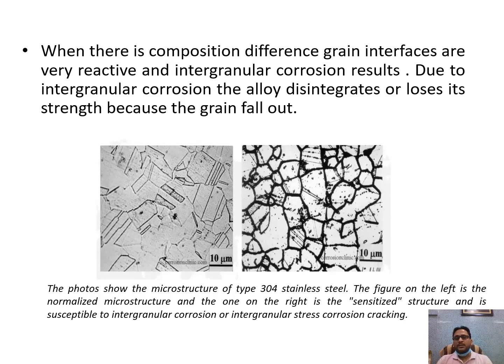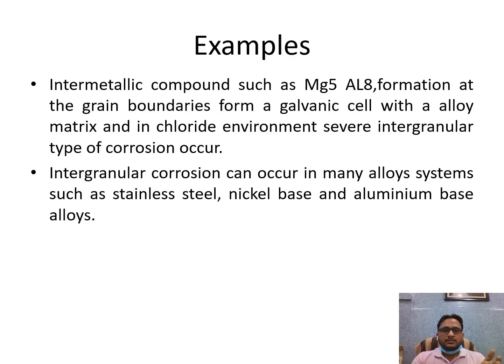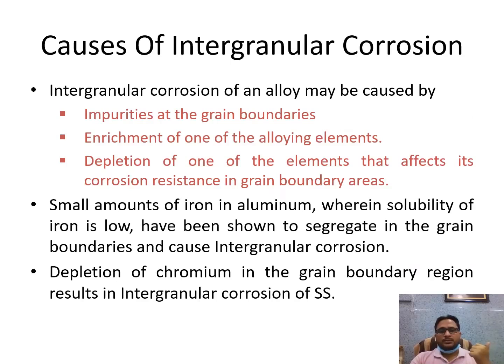like a thief, it keeps on moving, keeps on deteriorating the metal, and over a period of time there will be failure of the structure without any clear signs. There will be no clear signs because it is not visible to the naked eye. You can only have this type of images when microscopic images are taken. So these are the examples, especially stainless steel, nickel base and aluminum base alloys are prone to intergranular corrosion.